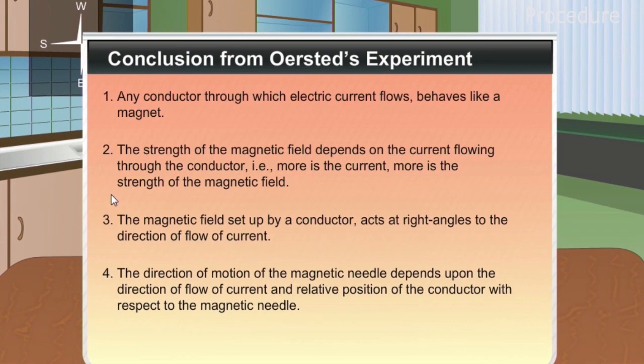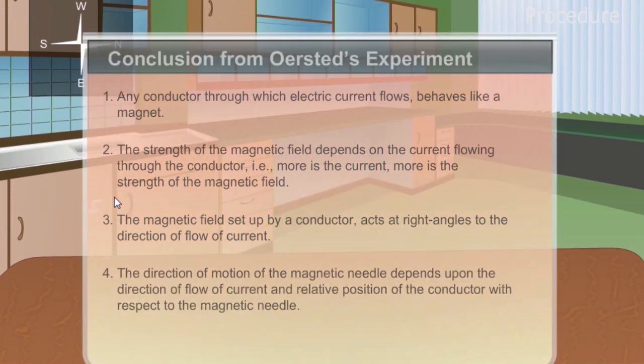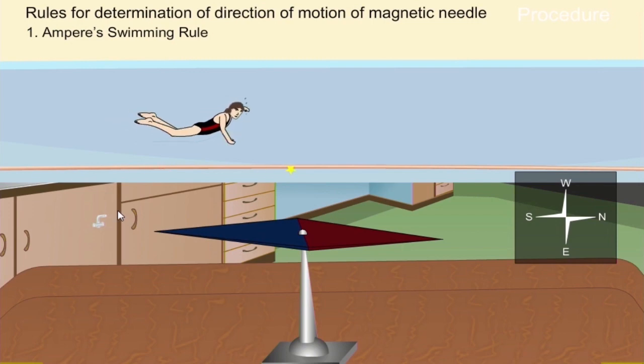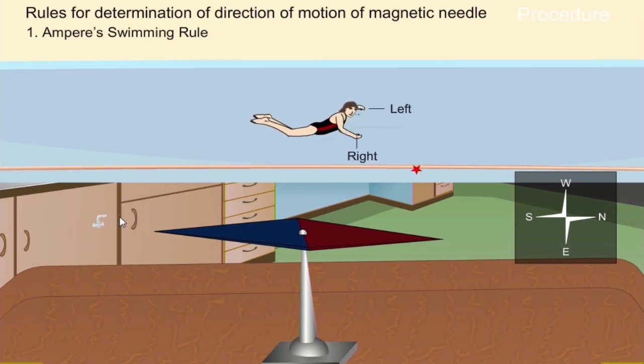Fourth, the direction of motion of the magnetic needle depends upon the direction of flow of current and the relative position of the conductor with respect to the magnetic needle. So these are a few things we related. Now, rules for determination of direction of motion of magnetic needle: there are different rules. One is Ampere's swimming rule.